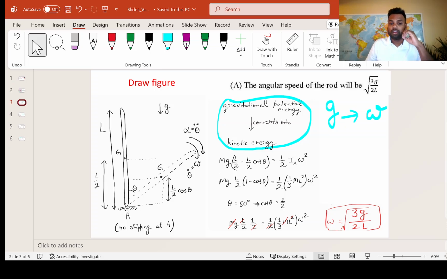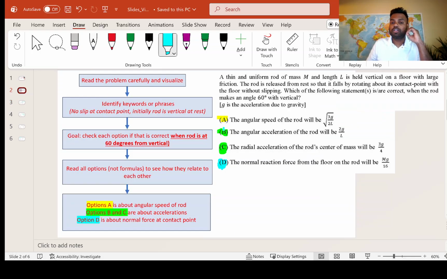There is a lot of friction at point A. Because of that, there cannot be any slipping at point A, right? So point A is always at rest. So the question is asking, when the rod is at 60 degree angle from vertical, check all the options if they are correct or not correct.